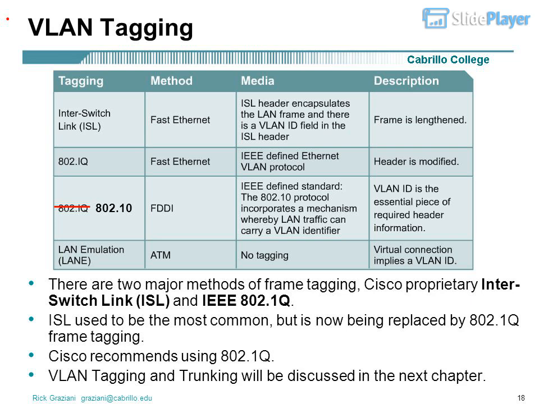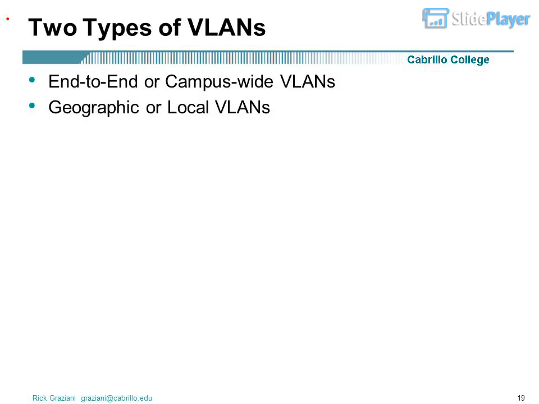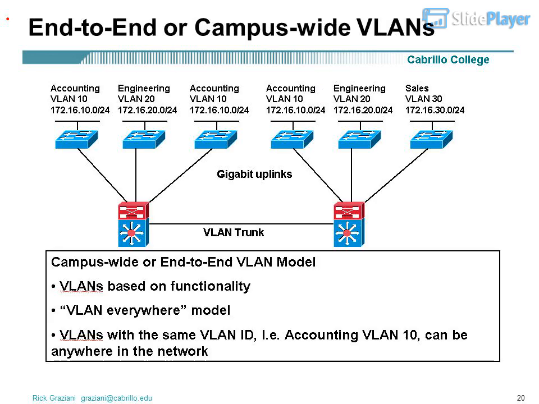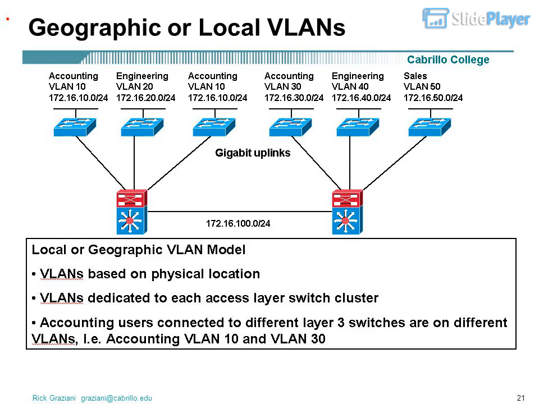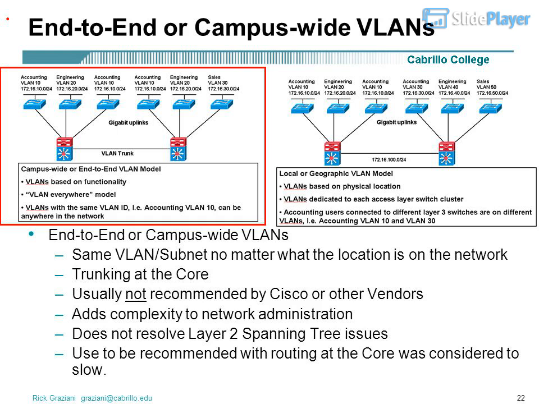Two types of VLANs: end-to-end or campus-wide VLANs, and geographic or local VLANs.